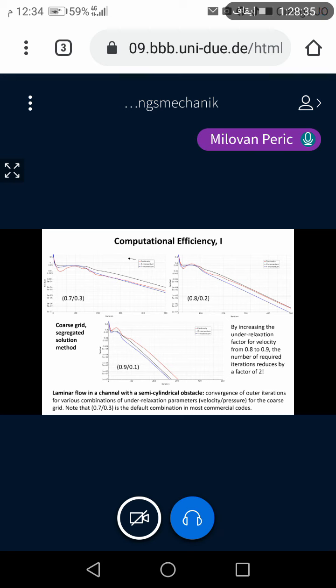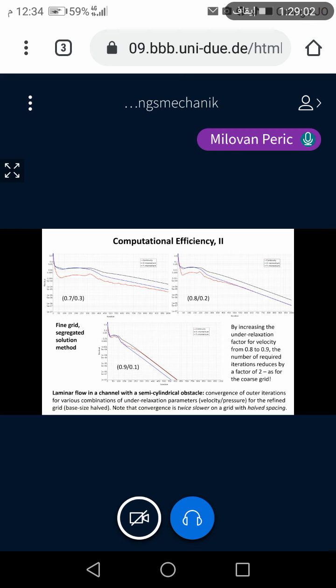Now, why are default values so conservative? Well, for other flows, and especially when they're turbulent, for more complicated geometries, you may not be able to get solutions with 0.9 under-relaxation for velocities, and maybe even not with 0.8. Although I always use at least 0.8, 0.2, because in most cases it works. Now let's see what happens when we refine the grid.